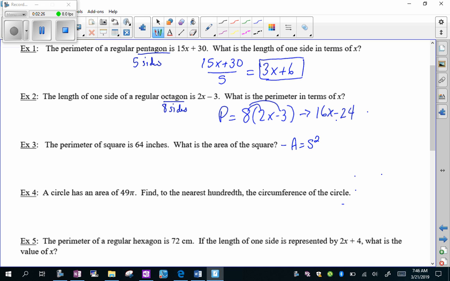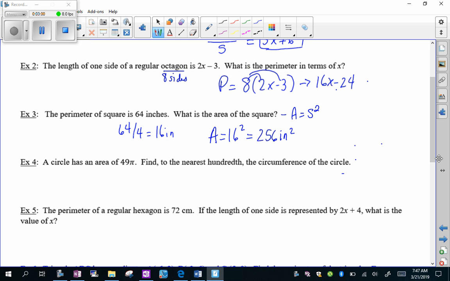So in order to plug into my formula, I need to know one side. So I'm going to divide 64 by 4. And that's going to give me 16 inches. That's my one side of the square. So now I can say my area equals 16 squared. And that equals 256 inches squared. Remember, area is squared. Okay.